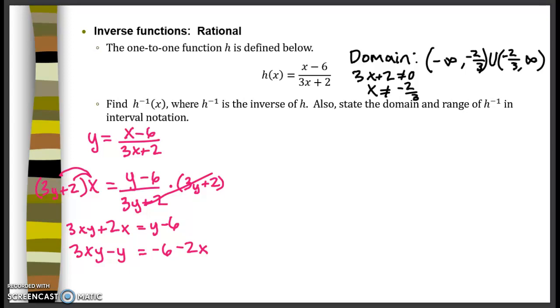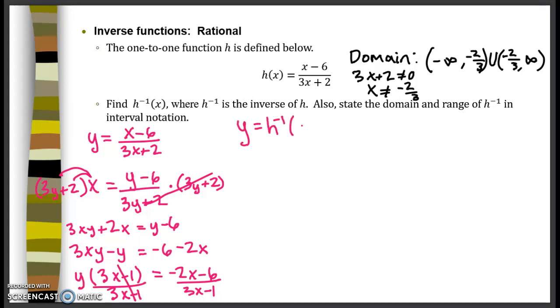Now, from the left-hand side, I see a greatest common factor of y. So let's factor out y, and I'll get 3x minus 1. So y times 3x minus 1 equals negative 2x minus 6. Now let's divide both sides by 3x minus 1. Those will go to 1, so I'll get y, or my inverse function, equals negative 2x minus 6 divided by 3x minus 1.